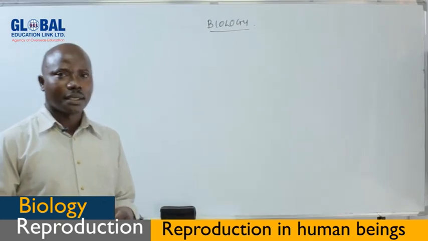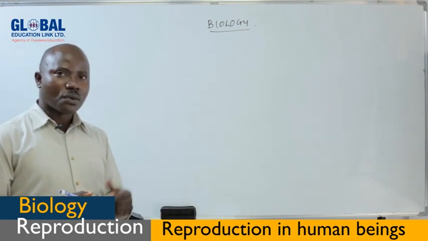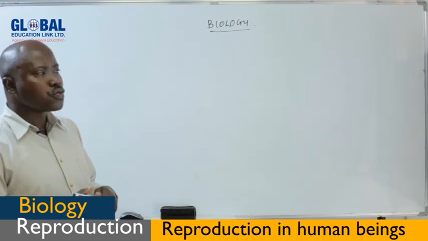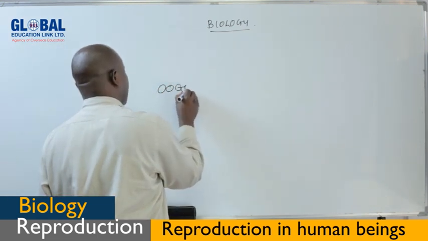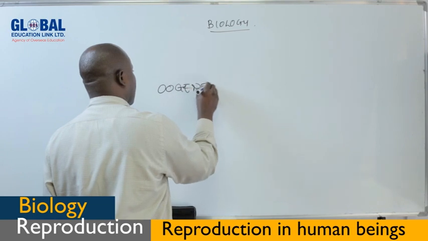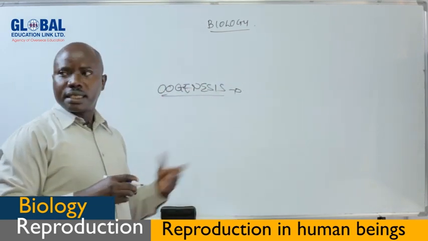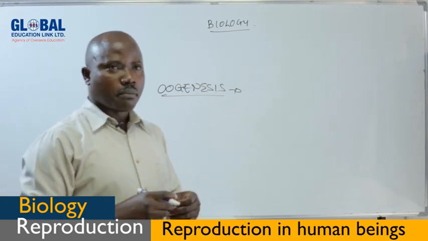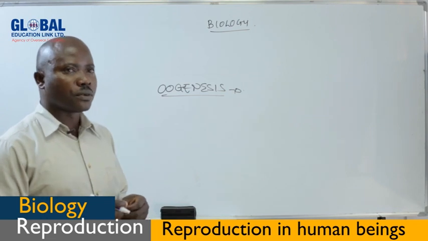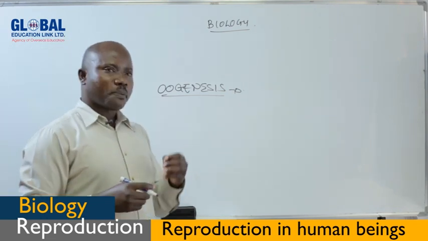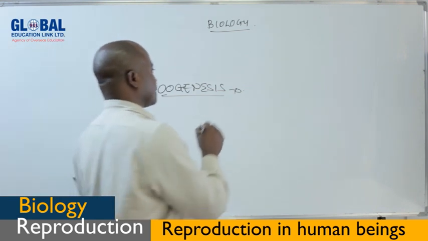Dear students, I have done with spermatogenesis. Let us now see what we call oogenesis. As we said, this is merely revision, but oogenesis is the formation of female reproductive cells. The formation of female reproductive cells involves three phases.